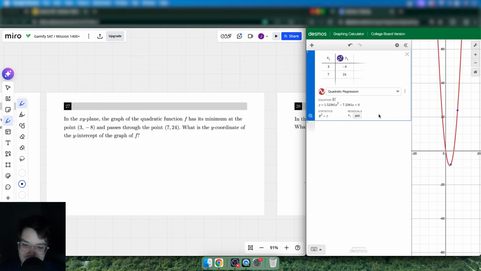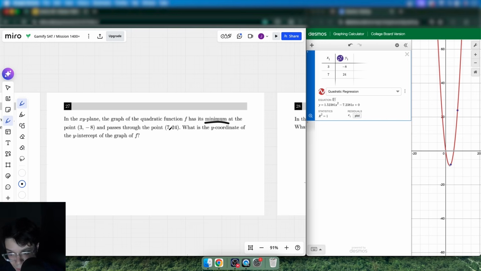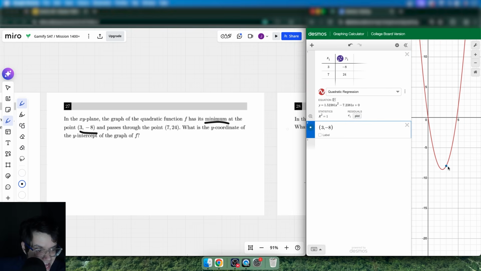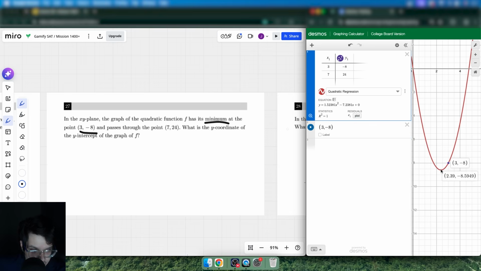But let me see if you can tell what the issue is with this. They say that it has the minimum at (3, -8). If we do (3, -8), that is this dot here. The minimum would be referring to this bottom part right here at the tip of the quadratic. So therefore, the minimum is not (3, -8). So what we were just given here was a complete scam. It is not what we're trying to find for this. If we were to go for this as the answer, we would not be choosing the right one.